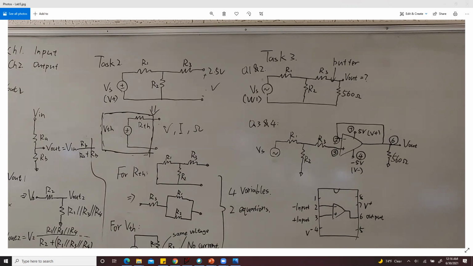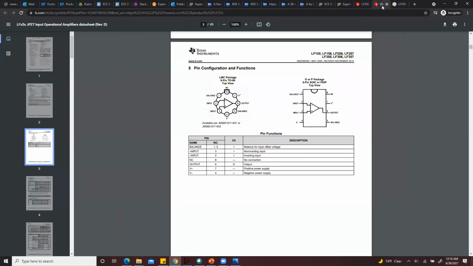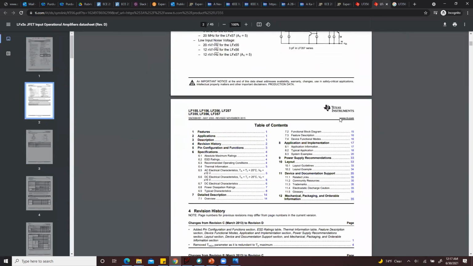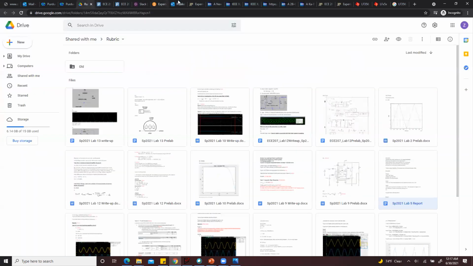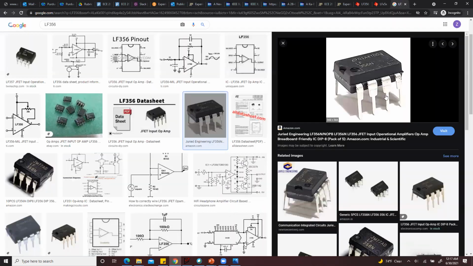In this question, you will use the LF3556N, which you should already have searched the datasheet for in the pre-lab. You will use this component to build a buffer. If you check your lab kit, this op amp looks like this.